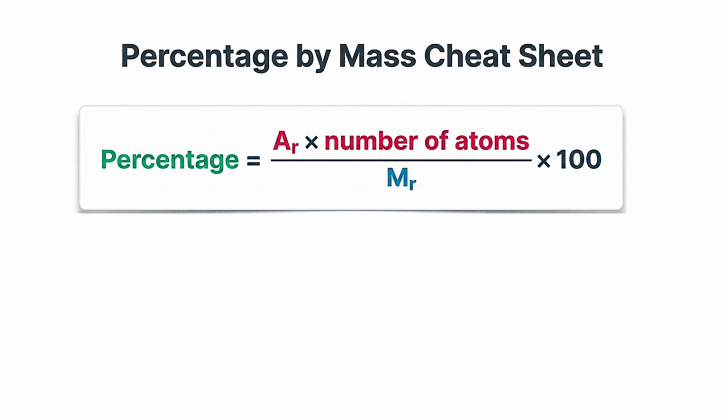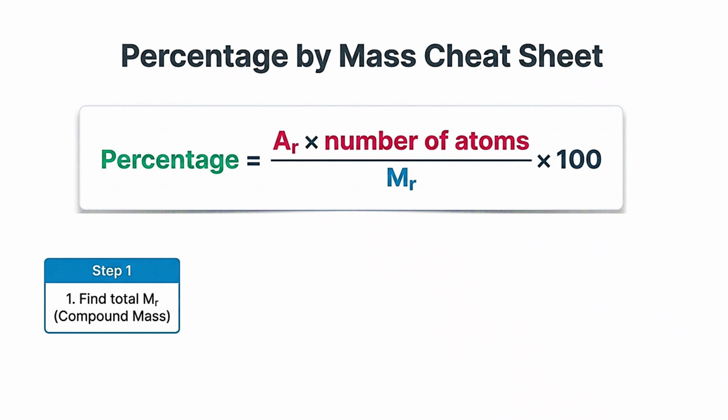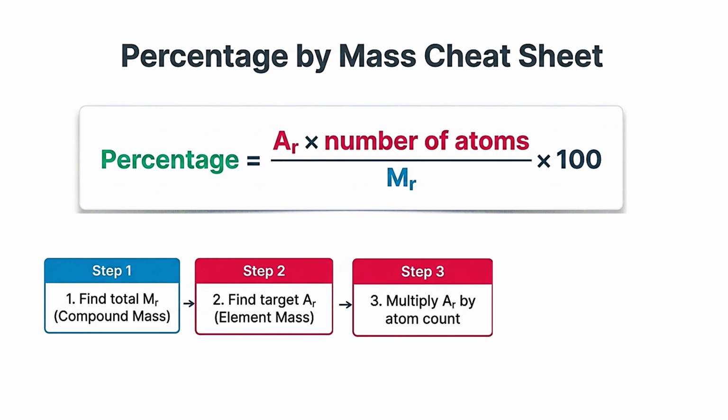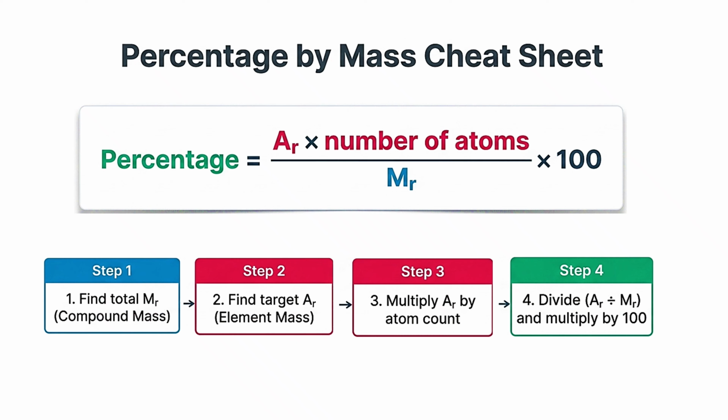We can break this down into 4 simple steps. First, we find the total compound mass Mr. Second, we find our target element mass Ar. Third, we multiply that element's mass Ar by its atom count. And fourth, we divide the product of Ar and its number of atoms by compound mass Mr. The whole thing is then multiplied by 100 to get the percentage of the target element. Let's apply this right now.